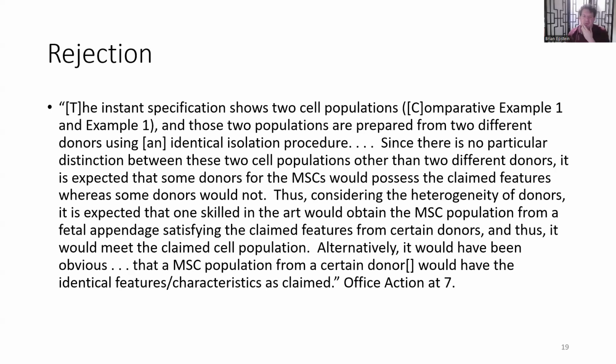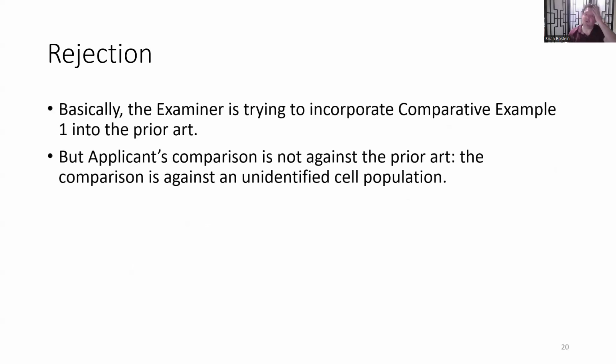The examiner is really confusing would and could here, which is kind of important. But basically, the examiner is trying to incorporate comparative example 1 into the prior art. Okay, that's what he's trying to do. He's giving all these reasons.